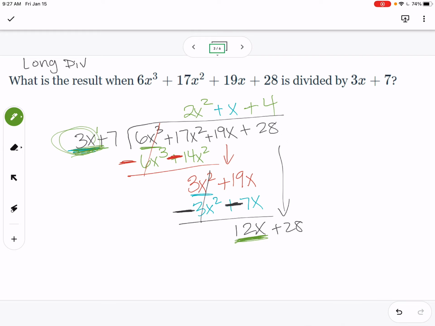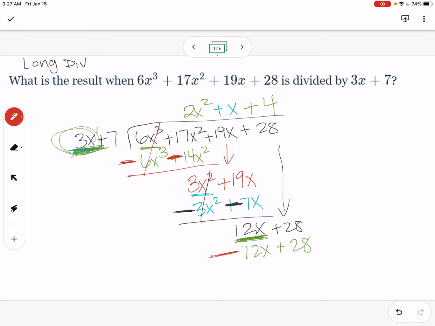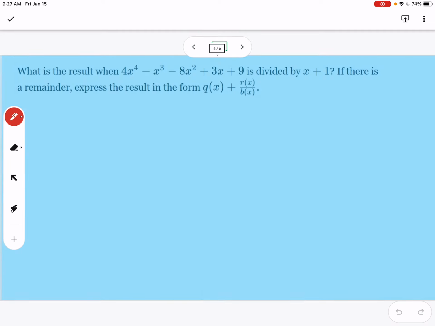So we keep going and we have to distribute that 4 to both things. And when we do that, we're going to get 12x. 7 times 4 is 28. We subtract. And both of these cancel. Our remainder is 0. So our answer here is 2x squared plus x plus 4. Okay, let's go on over and look at synthetic division.